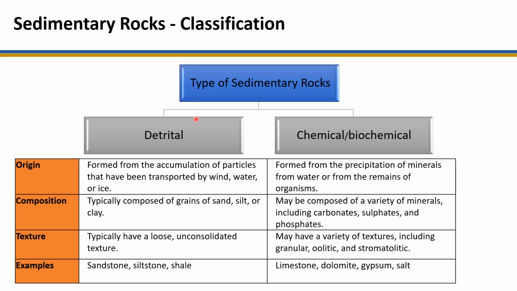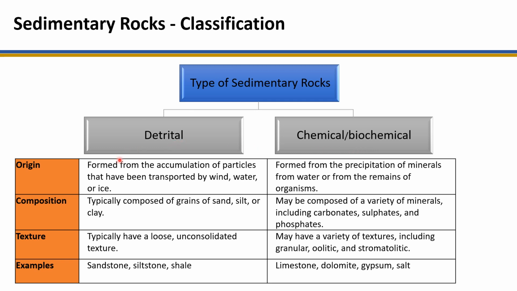Sedimentary rock can be classified into two or three types, which are detrital, chemical, or biochemical, and sometimes they put it as an organic type of sedimentary rock. Some literature divides the chemical into two, chemical and organic, but most of the time it's only detrital or chemical or biochemical. So only two are conventionally described. That is how we classify the sedimentary rocks.